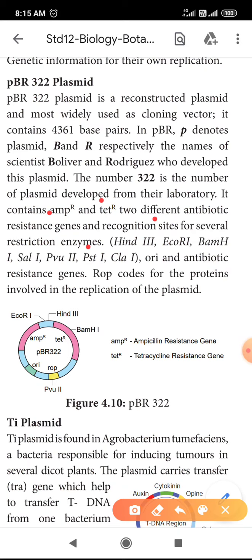pBR322 contains restriction sites for HindIII, EcoRI, BamHI, SalI, PvuII, PstI, and ClaI. The Eco in EcoRI indicates E. coli, the name of the bacteria. It contains the origin of replication and the antibiotic resistance genes, and ROP codes for the protein involved in the replication of the plasmid.